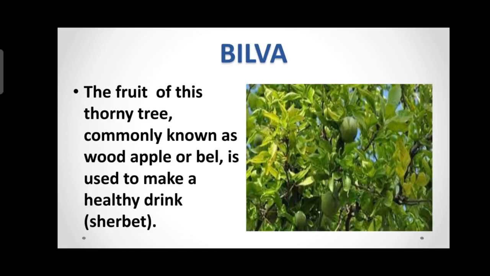Bilwa tree. This tree is the next type of plant which we see in our surroundings commonly. Bilwa or bale tree is a sacred tree. This plant also has a number of medicinal properties, but the most important is that it is used to make a healthy drink, that is sharbat. And in the picture you can see the bale fruit.